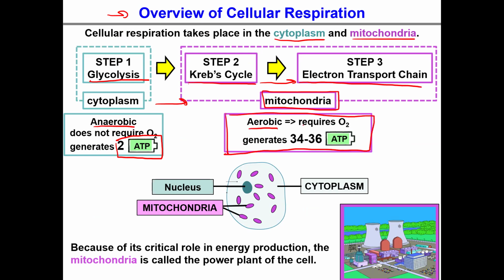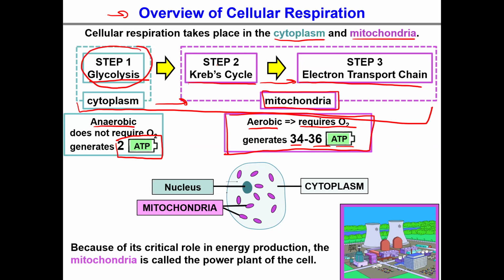This is going to be aerobic, so this is going to require O2, and it's going to generate 34 to 36 ATP. Now, I know that this looks a little confusing, but this is still cellular respiration. Again, in the intro, we identified what energy was, we identified the equation, we identified what ATP was, and this right here is still all of that. All this is going to be a more in-depth look at exactly what's going on in glycolysis.